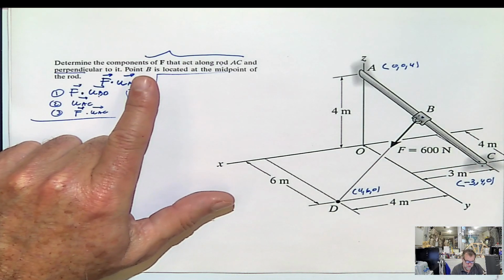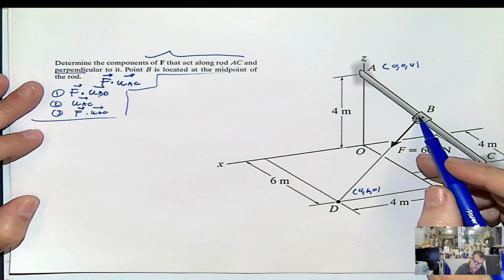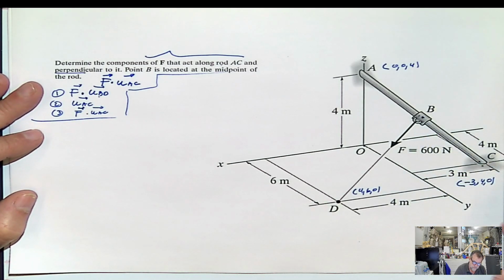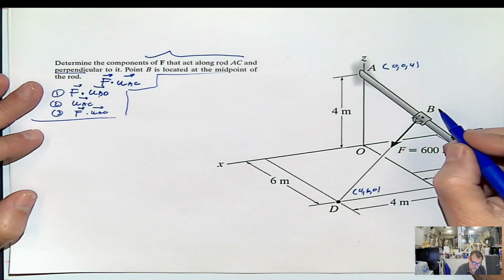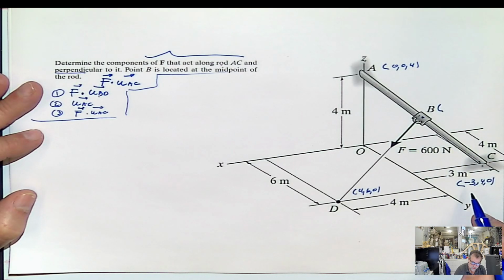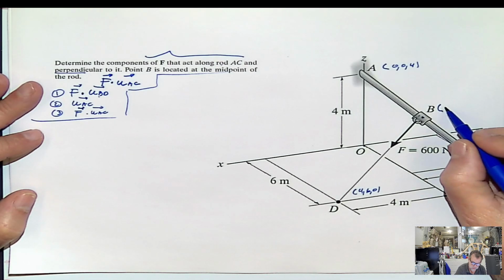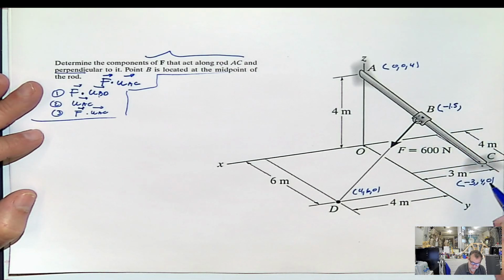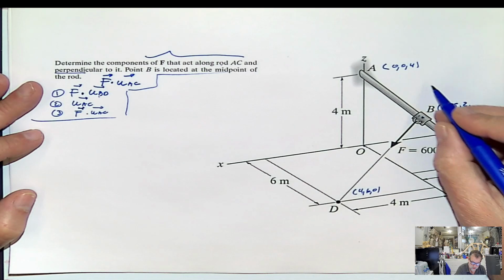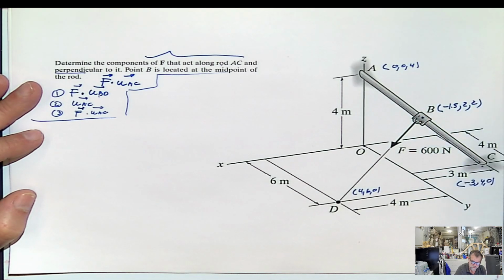So if you are trying to locate a point that is at midpoint of something, all the coordinates are going to be midpoints as well. So instead of negative 3, that would be negative 1.5. Instead of being 4, it will be 2. And instead of being 4, it will be 2.